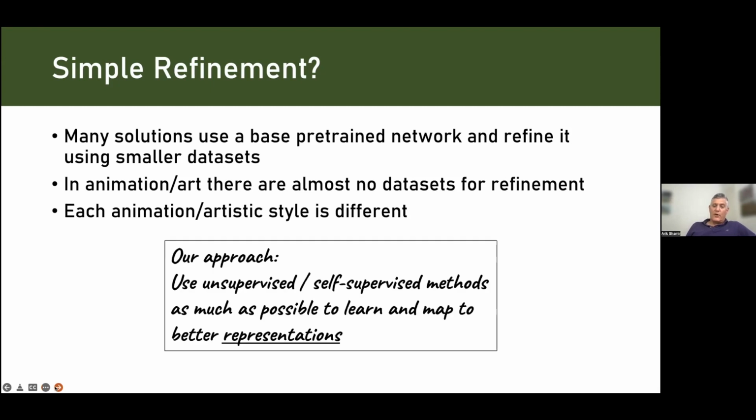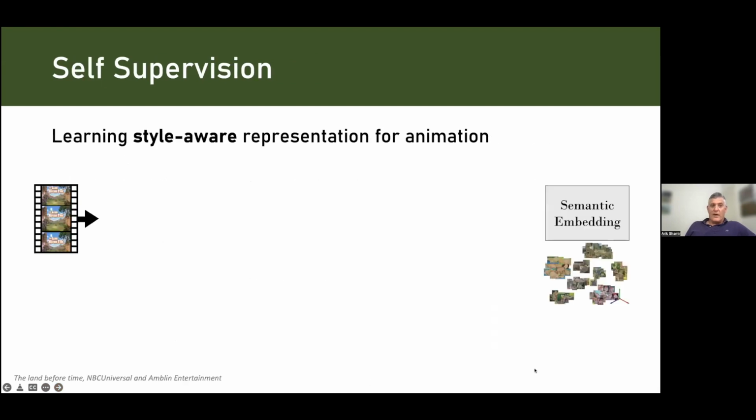So the approach I'm going to show today for various tasks is really how do we use unsupervised or self-supervision methods as much as possible to learn and to map to a better representation. So the key point here is really to learn a new representation that will be able to solve these problems in this very different domain of non-photorealistic images. So let's start with the detection problem.